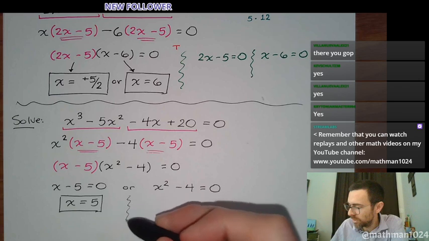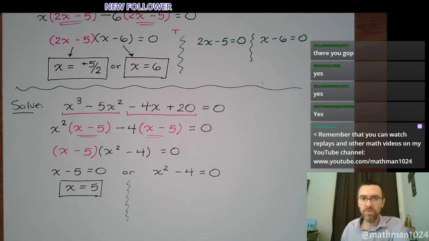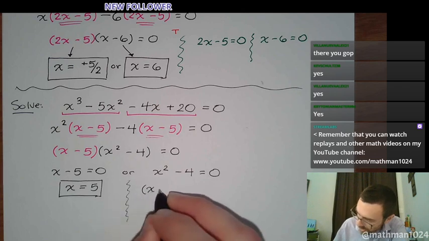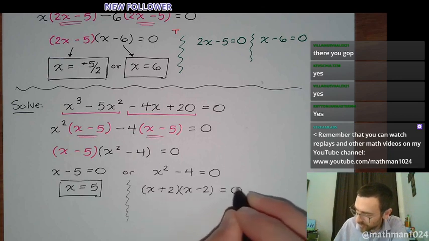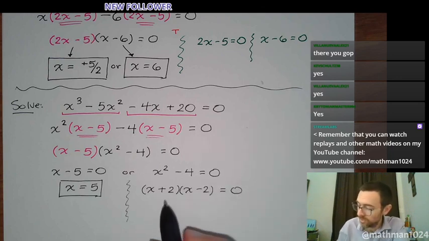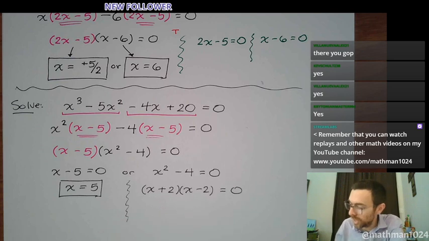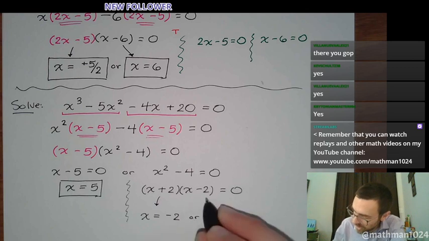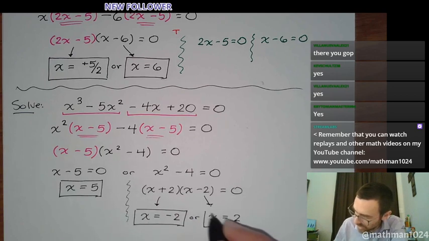Over here with the x squared minus 4 equals 0, we still need to finish factoring this. As we saw last week in our review of factoring, this is a difference of squares, and so it's going to factor as x plus 2 times x minus 2. So there's still more work to be done here, and we have another zero factor theorem problem inside the big one. So this means that x is equal to negative 2, and from here x is equal to positive 2. So we get 2 additional answers from this.